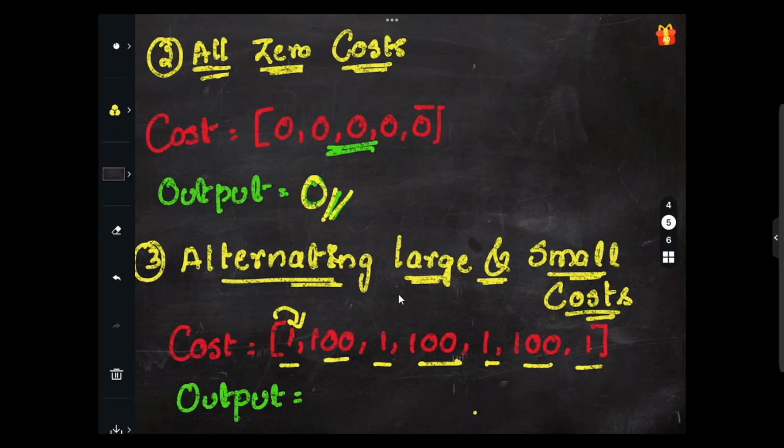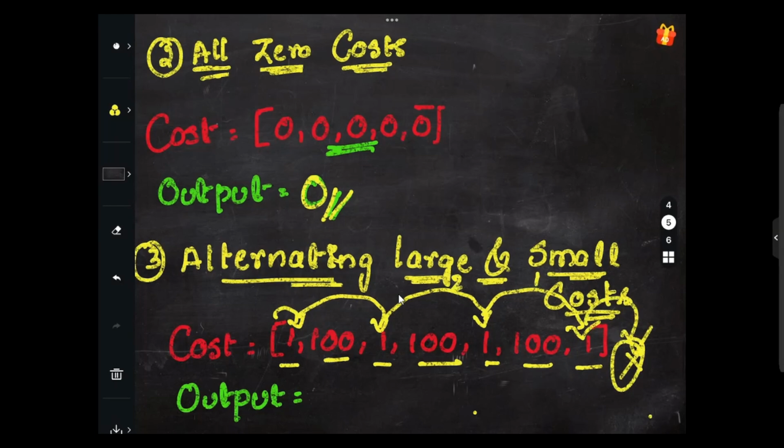We will start from index 0, then we will avoid 100 and go to 1, then again avoid and go to 1, then again avoid and go to 1, and then finally the top. This one we will ignore: 1, 2, 3 and 4. It took us 4 steps, so the total cost will be 4 in this case, the optimal path.